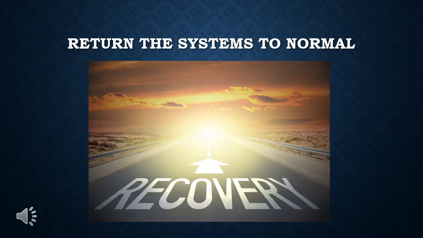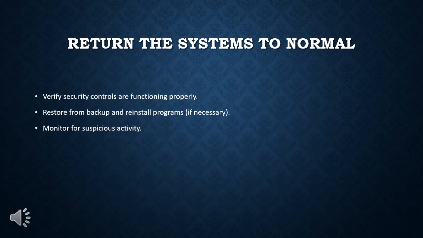Once the breach has been contained, we can go about returning the systems to normal. The first step, and most important step, is to verify the security controls are in place and functioning properly so that there will be no further disruptions. Then we can go about restoring data from backup and reinstalling programs if necessary. And lastly, we will continue monitoring for suspicious activity.